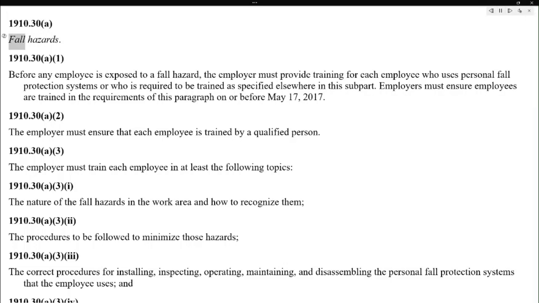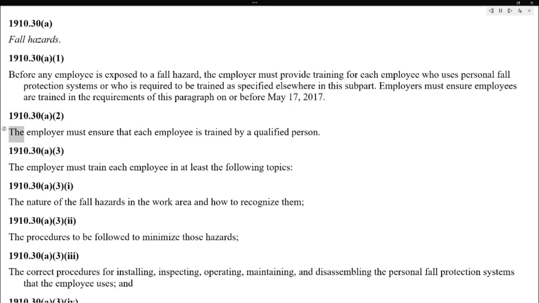1910.30(a) Fall hazards. 1910.30(a)(1). Before any employee is exposed to a fall hazard, the employer must provide training for each employee who uses personal fall protection systems or who is required to be trained as specified elsewhere in this subpart. Employers must ensure employees are trained in the requirements of this paragraph on or before May 17, 2017.